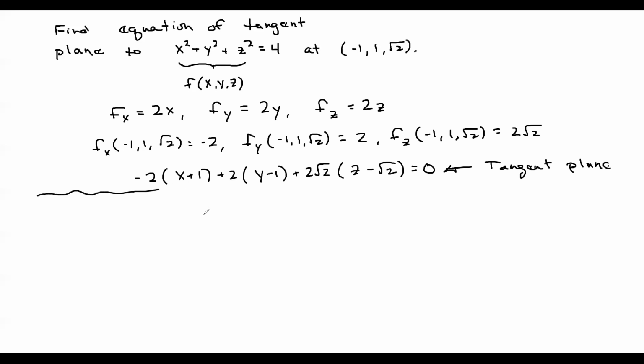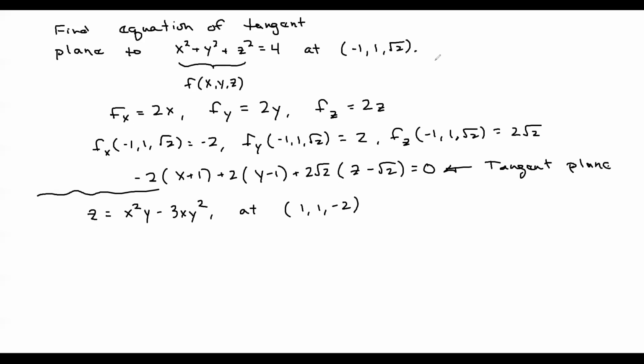Now, one more thing. Let me go through and show you how you could use this gradient version if you did have a function that was defined explicitly to find the tangent plane. So let's say we're asked to go through and find the tangent plane, and they give us z equals x squared y minus 3xy squared. And they tell you they want you to find it at 1, 1, negative 2.